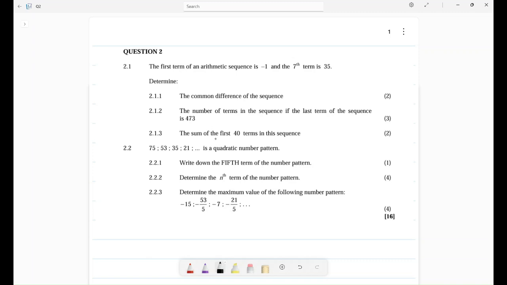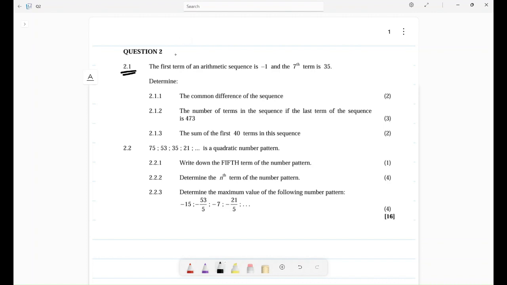This is a continuation video from a question paper from June 2022, written by those who were upgrading in that particular year. So question 2 is what we're going to do in this video. 2.1 says the first term of an arithmetic sequence is -1 and the seventh term is 35.